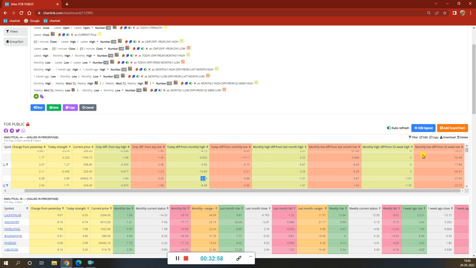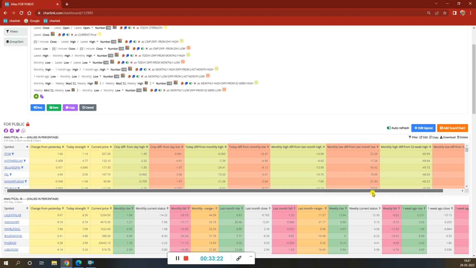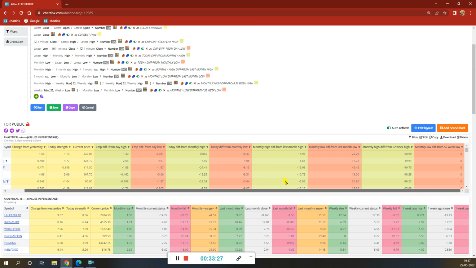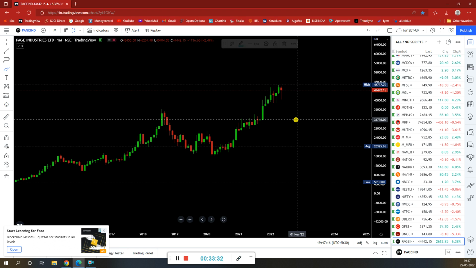Now further, it says difference, monthly low difference from 52-week low. Similarly, the negative values would tell you how far the 52-week low is from the monthly low, and the zero values would tell you that this stock has made its 52-week low only in this month. Now what I'm talking about, let's check. Star has made its 52-week low this month only.